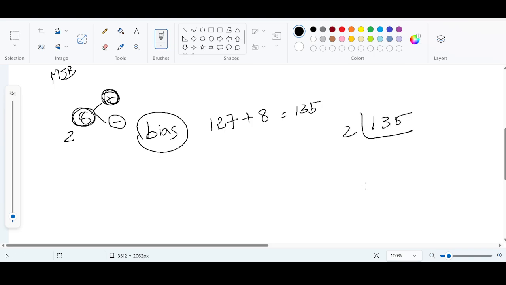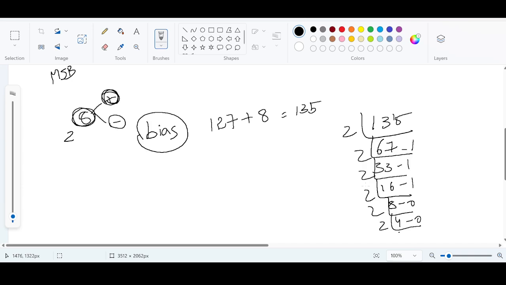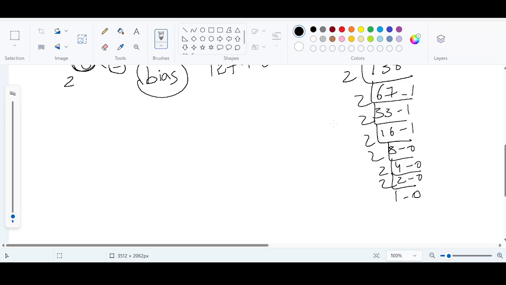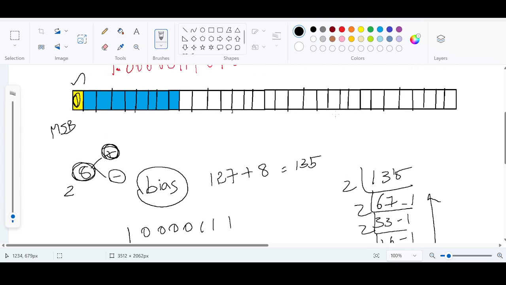135, keep dividing it by 2. 2 sevens are 14, remainder 1. Again 2 threes, remainder 1. Again 2 ones, remainder 1. Then you get 0, 0, 0, 0. So collect the numbers from bottom to top, which is 1 0 0 0 0 1 1 1. This equivalent number can be stored here: 1 0 0 0 0 1 1 1.